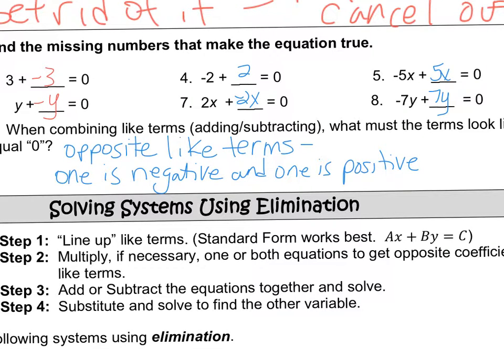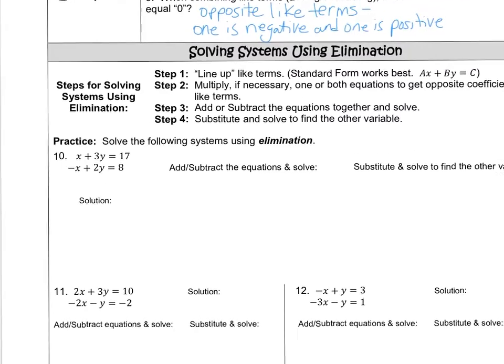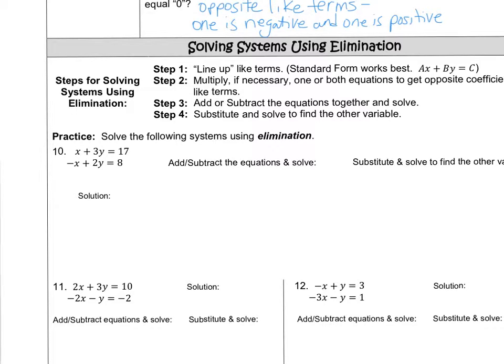Okay, so just quickly scan and make sure you got the correct answer for elimination. And then, so really when you're combining like terms and you want to eliminate, they need to be opposite like terms. One needs to be positive and one needs to be negative. So our steps for solving systems using elimination, there's 4 steps. First, we line up our like terms. Easiest way to do this is if your equations are in standard form.